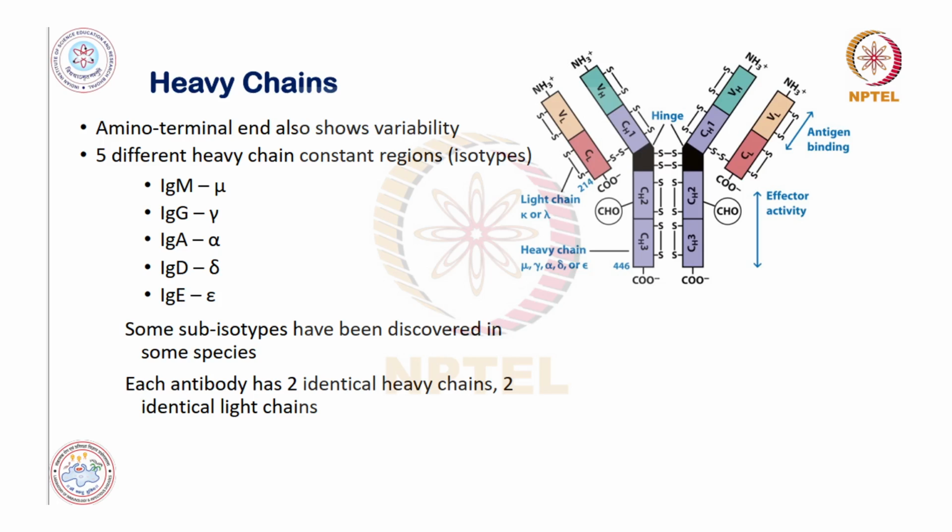And for the heavy chain, there are five types for different antibodies, which determine the type of antibody. It can be IgM, IgG, IgA, IgD, or IgE. Each class of antibody has a different heavy chain. It can be mu, gamma, alpha, delta, and epsilon.